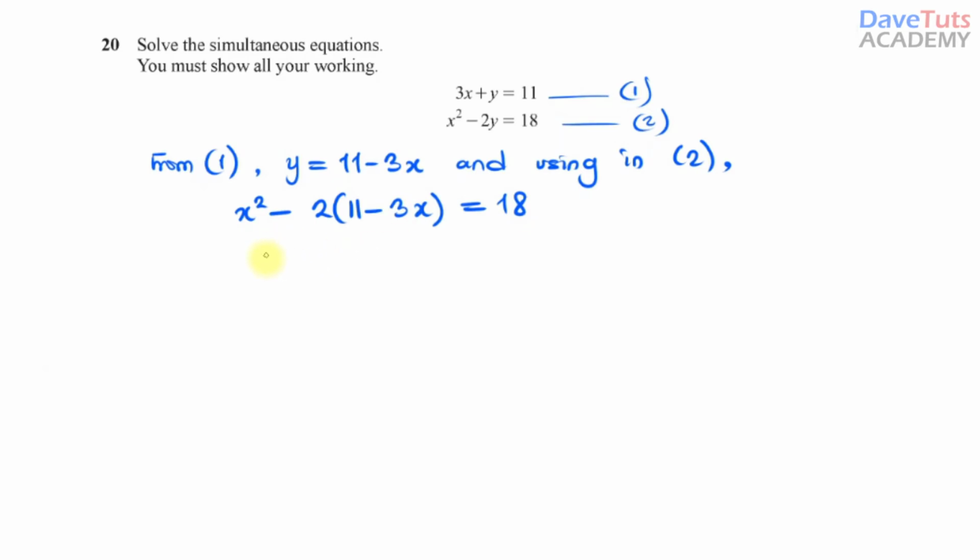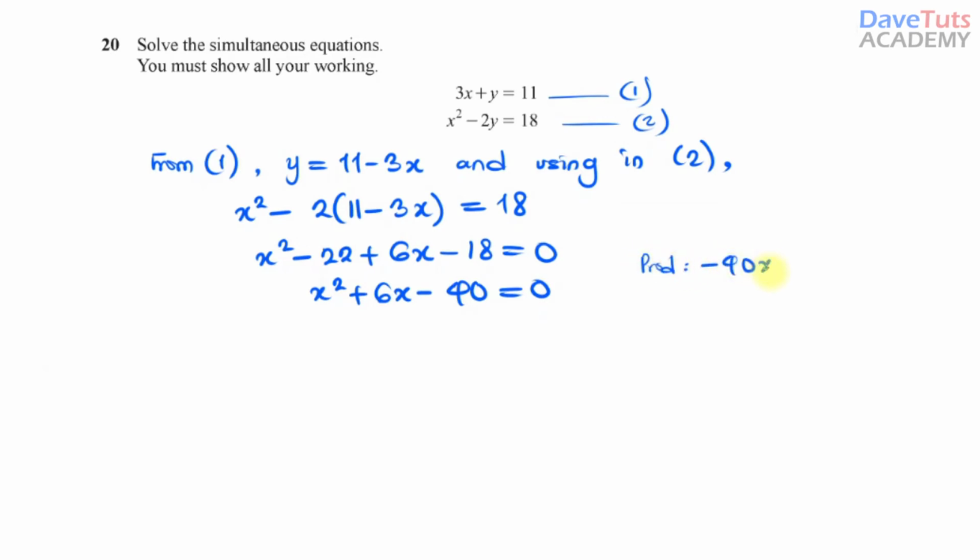Okay, so in that case I'm going to have x squared minus 2 times 11 is 22, minus 2 times minus 3x will become plus 6x. Okay, then when 18 goes to the other side, I have minus 18 is equal to 0, so this will be x squared plus 6x minus 22 minus 18, which is minus 40, is equal to 0. Okay, so now to solve this by factorization method, I'm looking for a product that is minus 40x squared, and a sum that is 6x.